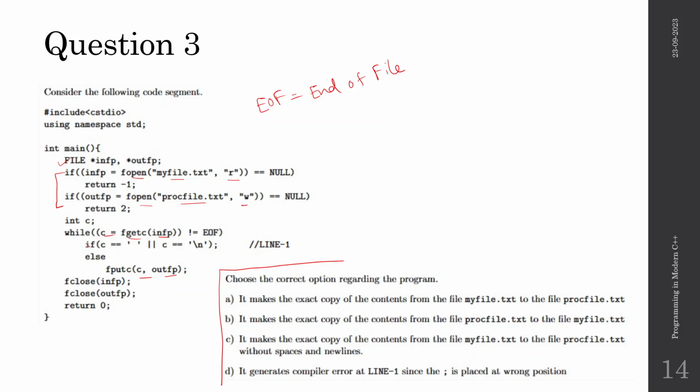But the twist is that here there is an if condition, and in the if condition we are checking whether the character is a space or a new line or not. If it is a space or a new line, then you can see that this is an empty if block. There is a semicolon here, which means there is an empty if block. So if it is a new line or a space, then this fputc function is not called, which means that the new line and spaces won't be copied. So here therefore the answer will be C. It makes the exact copy of the contents from myfile.txt to procfile.txt without the spaces and new lines. And obviously at the end we are closing the files.